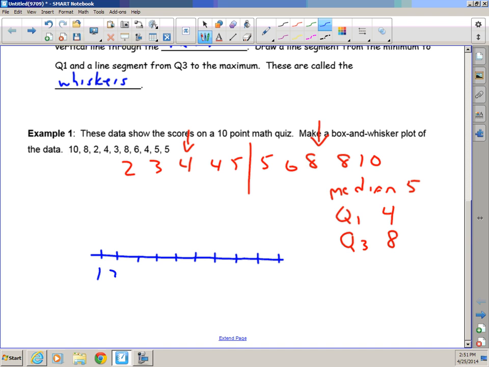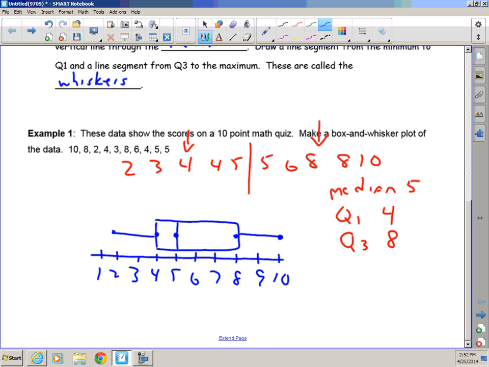Okay? Sometimes, depending upon the spread of the data, you may have to count by more than 1. So I'm going to plot 5 points. The lowest point, 2. Q1, which is 4. The median, which is 5. Q3, which is 8. And the maximum, which is 5. I make my box around the Q1 and Q3 values and draw a line through the median, and then I make my whiskers to connect it. Okay?